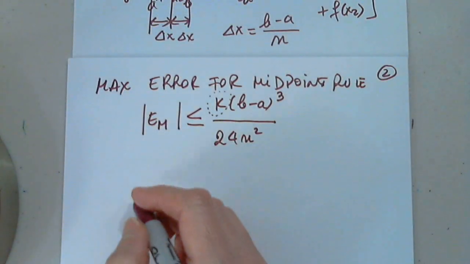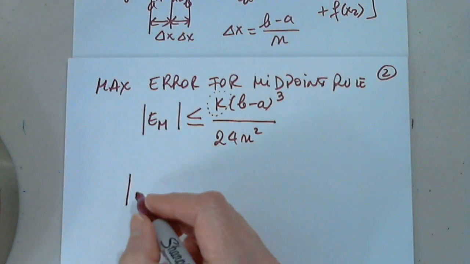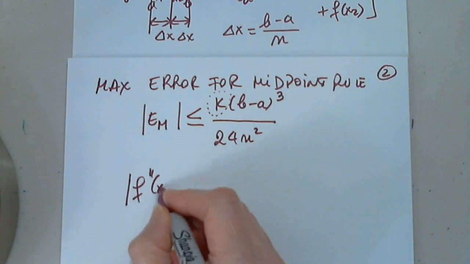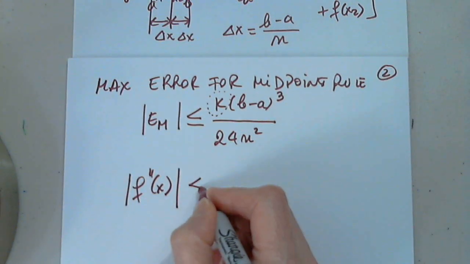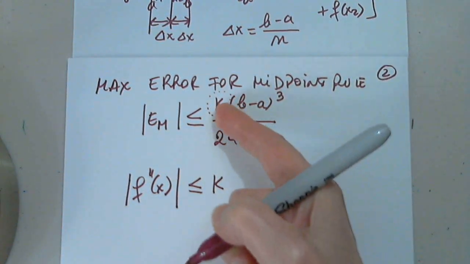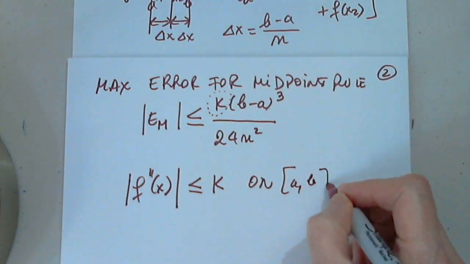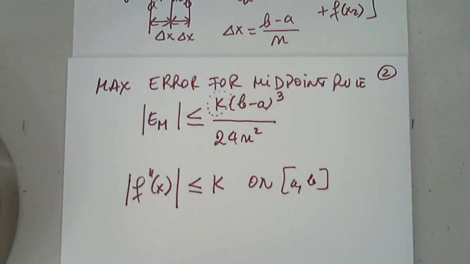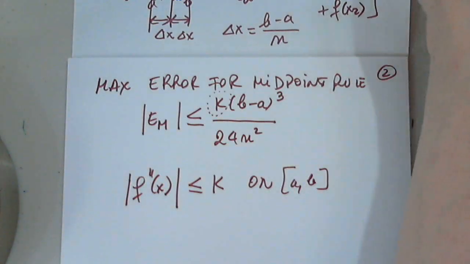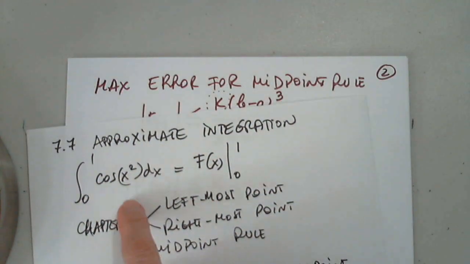Well, this constant k comes from the following inequality. The second derivative in absolute value is less than or equal to a number k on, of course, the interval a comma b. And we'll see how we will determine that k in a minute.